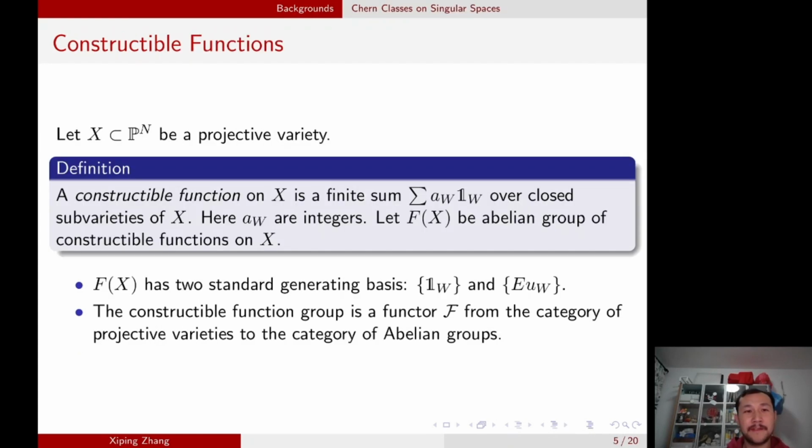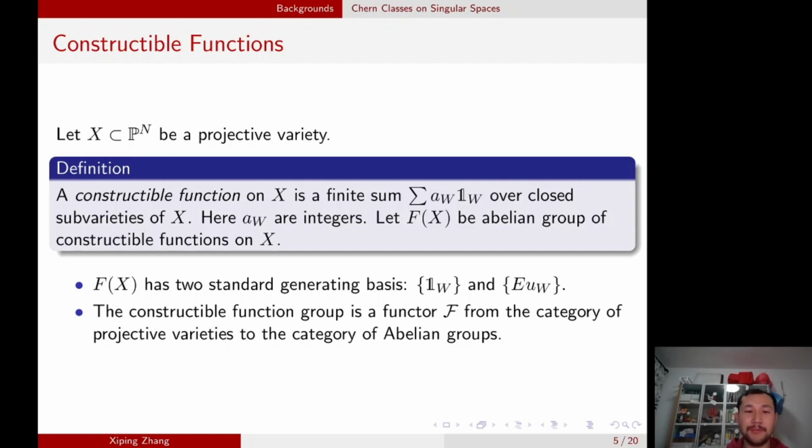Okay. So first, let's review the theory of Chern classes. We consider projective varieties X, and by a constructible function on X, we mean a finite weighted sum of the indicator functions along closed subvarieties. The coefficients are integers, and we denote the abelian group of constructible functions by F(X). Besides the standard basis, which are the indicator functions along all the closed subvarieties, MacPherson proved that if you take the Euler obstruction functions on the closed subvarieties, this also forms a basis for the constructible function group.